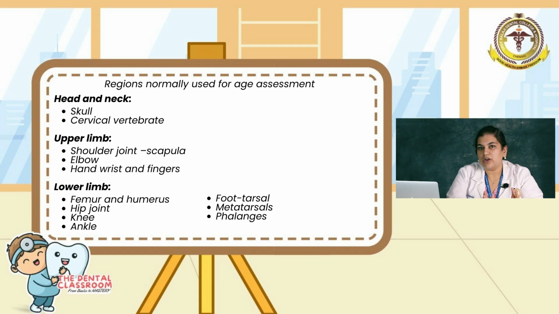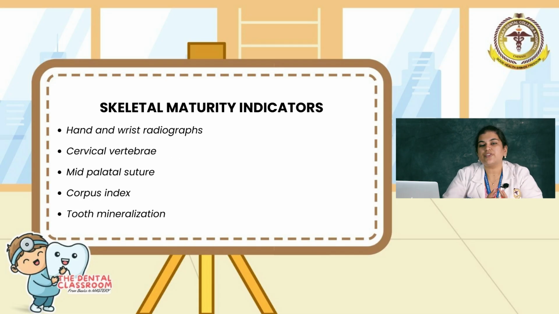But long bones are not really used in orthodontics because we do not X-ray long bones. So most commonly what we use in orthodontics are the cervical vertebrae and the hand wrist radiographs. Now, the other structures that can be used for skeletal maturity other than cervical vertebrae and hand wrist radiographs include the fusion of the mid-palatal suture, your corpus index, and your tooth mineralization.